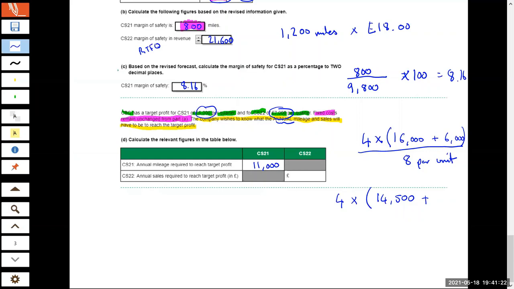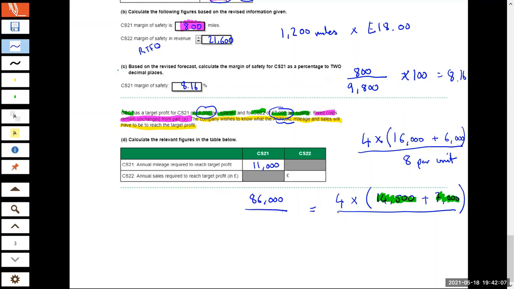If you wanted to do this separately for each, you would come out with the same answer. But what I'm doing is adding the four lots. So this is the fixed costs here per quarter, and this is the target profit here per quarter. I'm putting them in a nice set of brackets and then timesing them all by four. So 14,500 plus 7,000 comes to 21,500, and I'll times that all by four. So the top part of the line becomes 86,000.